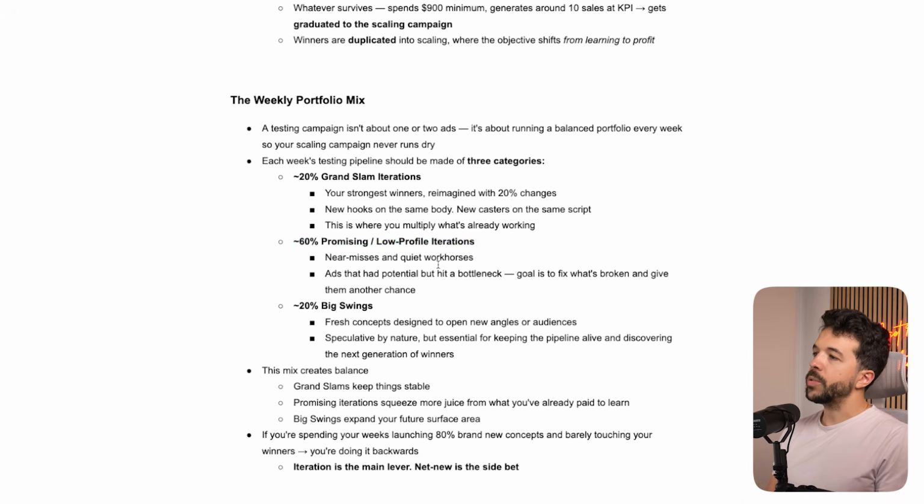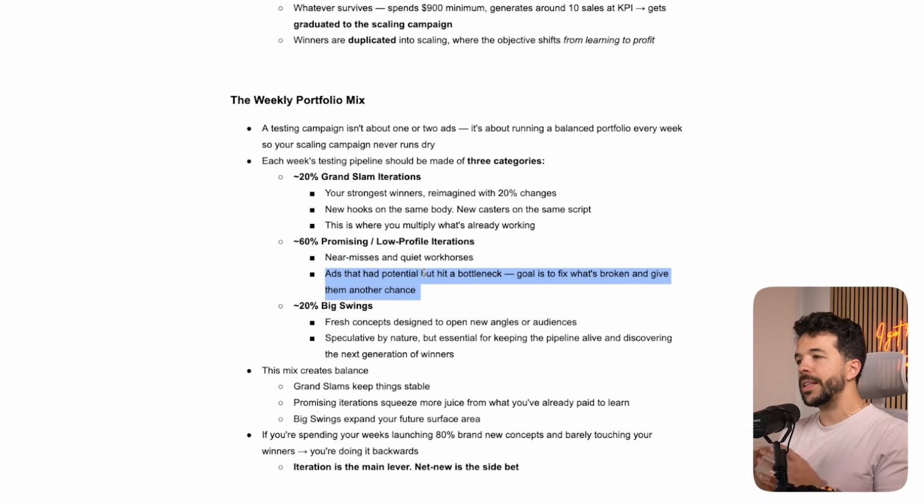Then 60% promising low-profile iterations. Near misses and quiet workhorses. These are the promising and low-profile iterations. I'm going to explain in detail what these different types of winners are, and I know for a fact that you're going to love this topic. But these are ads with a lot of potential that hit a bottleneck, that have a clear choke point. And what we want to do here is basically unclog this choke point so that they can become Grand Slam winners.